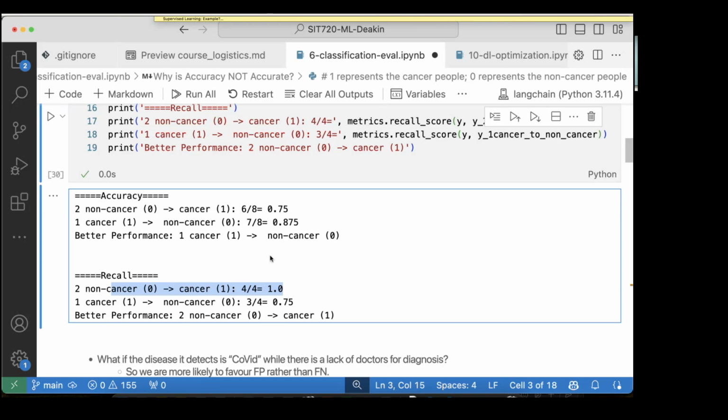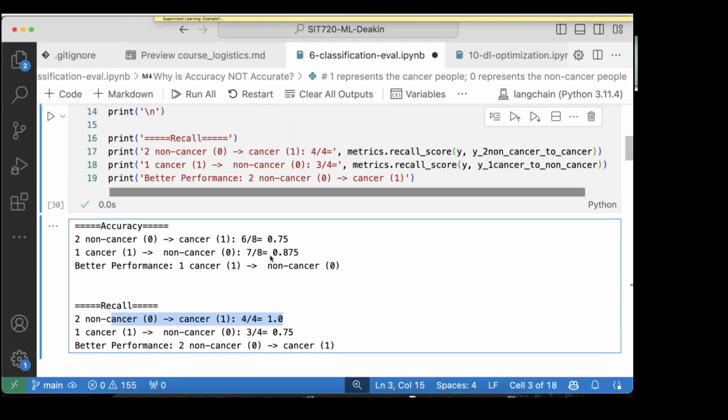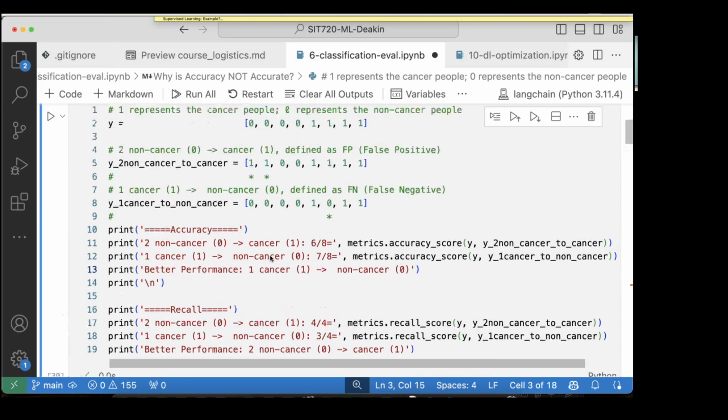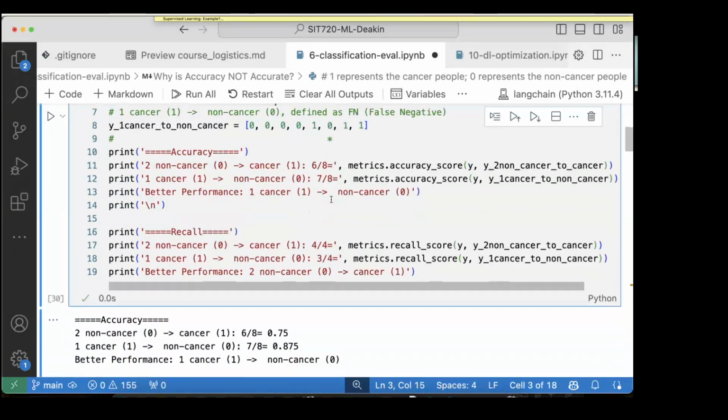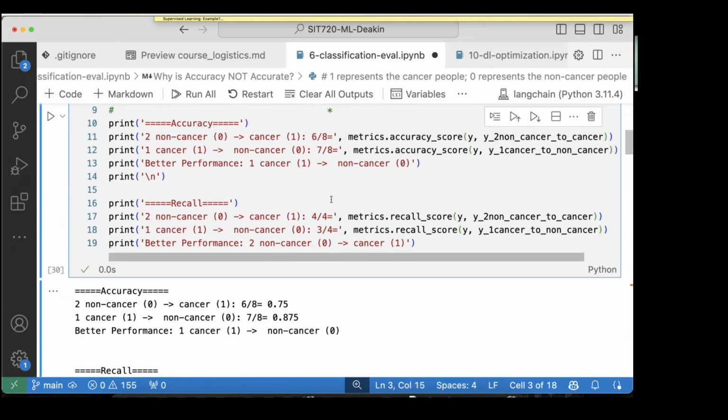Why? Because what recall cares about is only the cancer people. Let me repeat. What recall cares about is only the cancer people. To make it a general statement, what recall cares about is only the target label. Here, the target label is cancer people, which is 1, right? So now let's transform this language into the metric, okay?